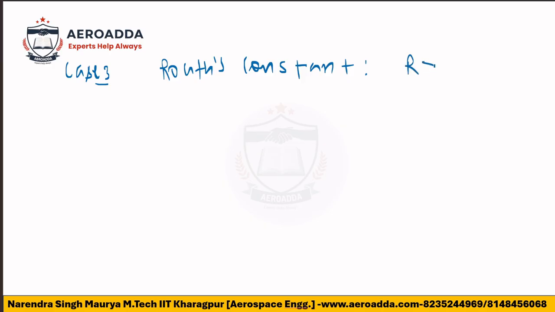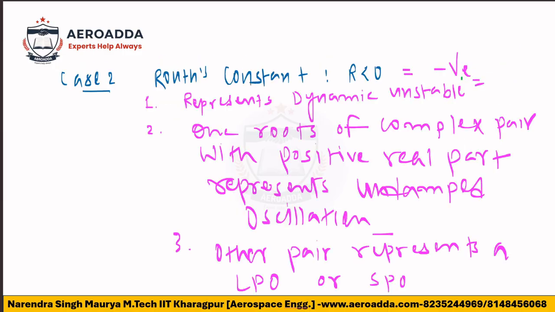Here I am writing R, the Routh constant, greater than 0. R greater than 0 means it's positive. Listen, it is very important. Point 1: if the Routh constant you are getting is positive, that means it is dynamic stable. Very important. Check if the Routh constant is negative, less than 0, then it comes down to dynamic unstable.